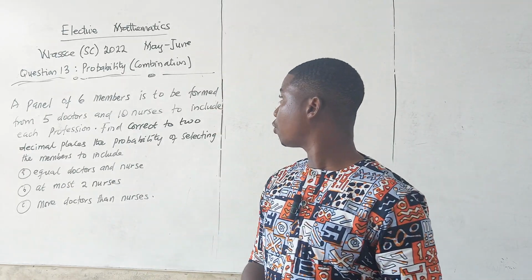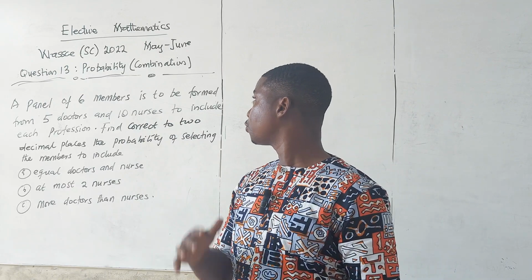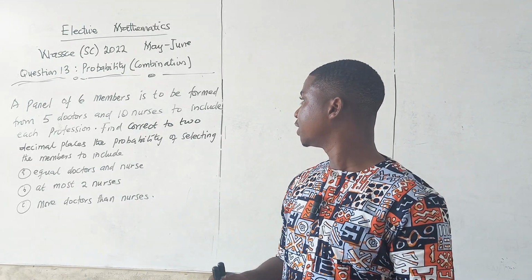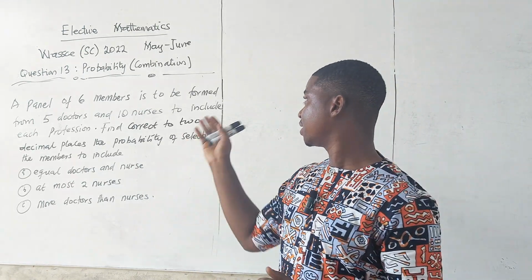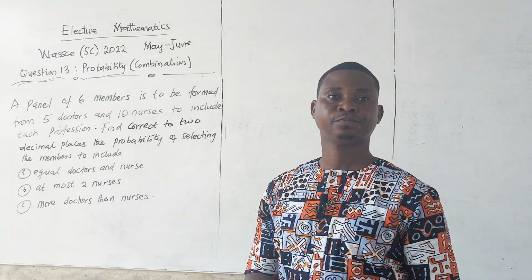Today we are going to look at WASSCE 2022 elective maths for May/June. Question number 13, and the question was on probability, which is on combination.